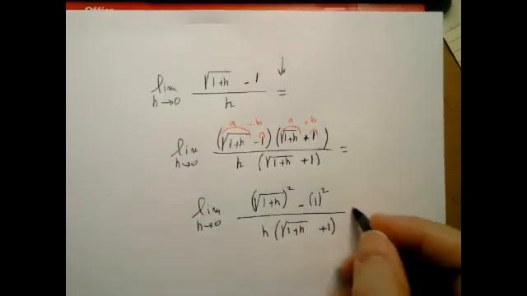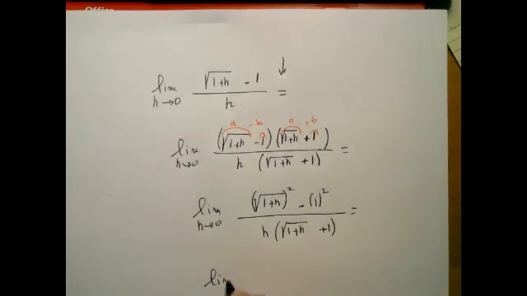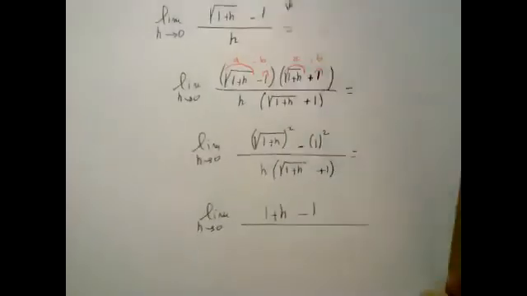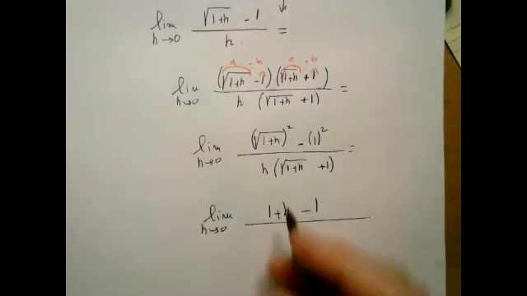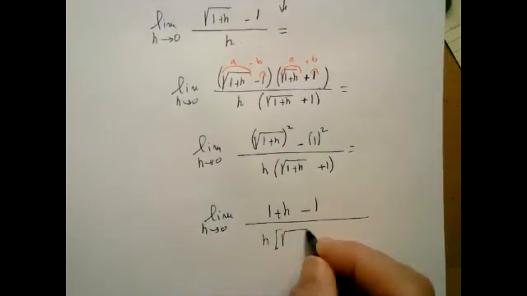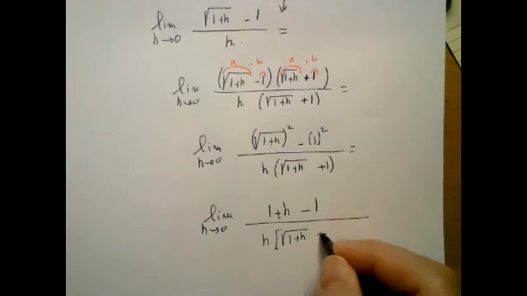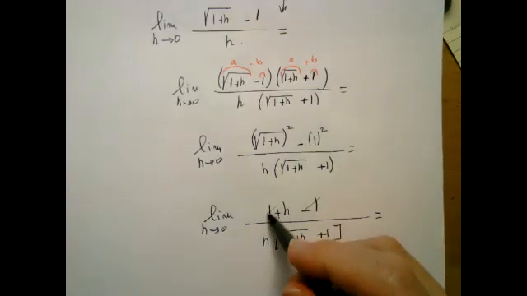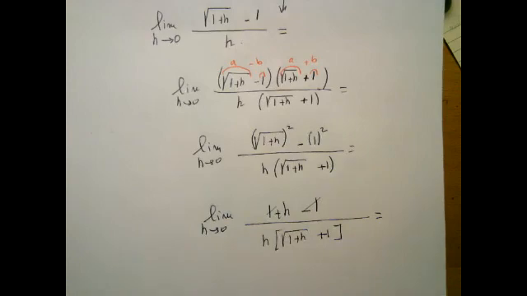Okay, and this will give me the following. 1 plus h minus 1, divided by h times the square root of 1 plus h plus 1. If you guys are working with me, you have to start seeing the benefit of doing this. The benefit is the plus 1 minus 1 really will simplify, and I will have the following limit.